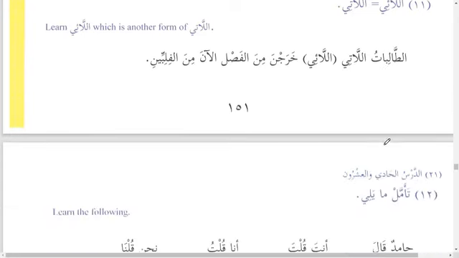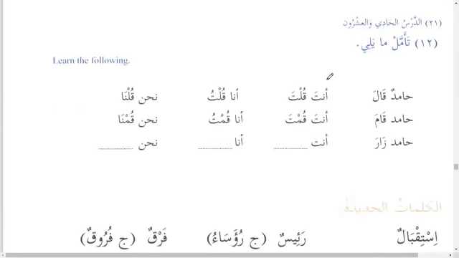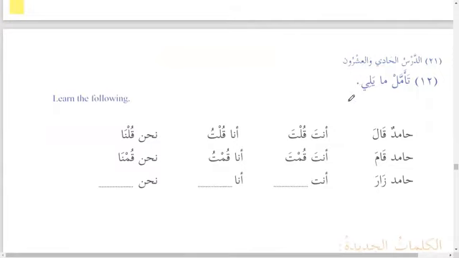So alhamdulillah, we are almost finished. الطالبات اللاتي or allai خرجن من الفصل الآن من الفلبين. So the feminine students who left the classroom now are from the Philippines. So the use of allai or allati. تأمل ما يلي. Okay, now the real inshallah thing is going to start: the use of weak letters. Does anyone remember the past form conjugation of qala? We have already memorized it.